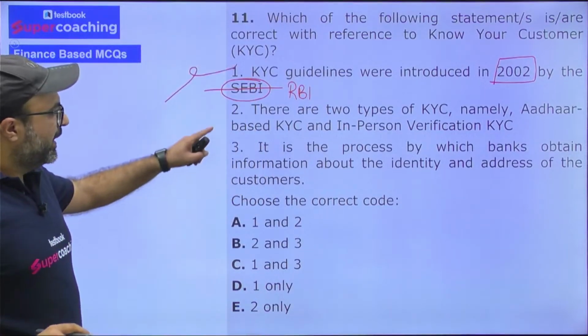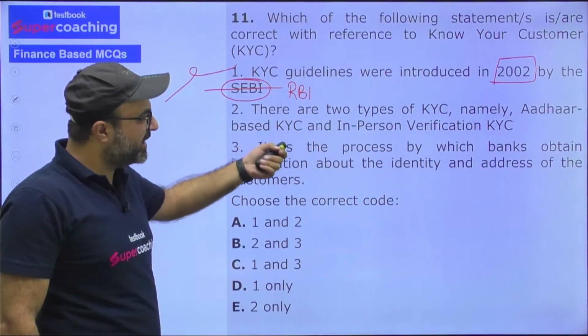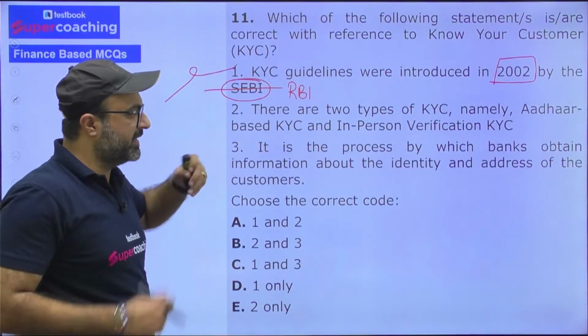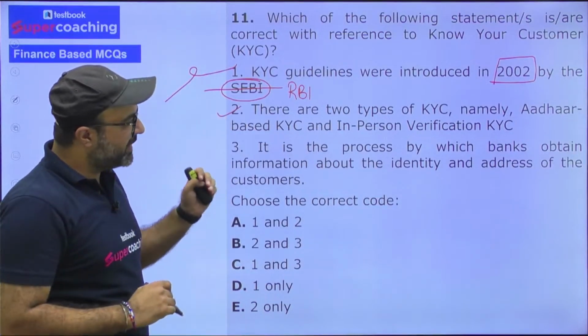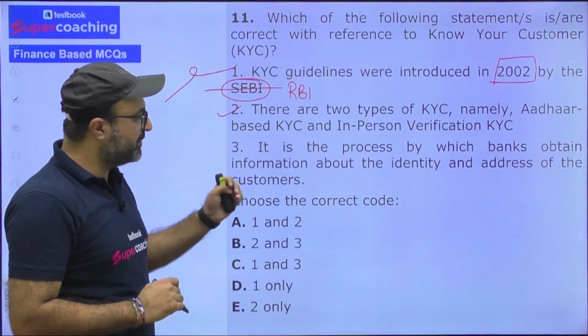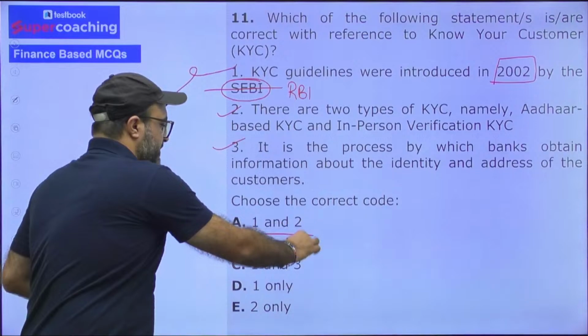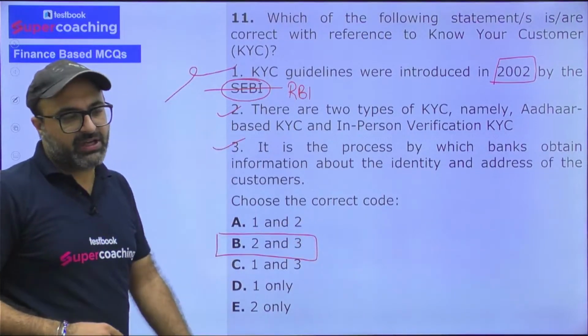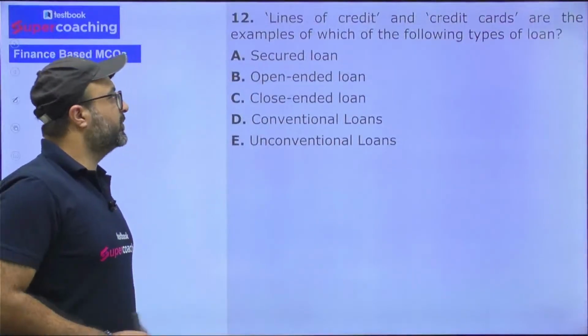Second, there are two types of KYCs, namely you can go with Aadhaar based KYC and in-person verification KYC. That is true. Third is, it is the process by which banks obtain information about the identity and address of the customers. That is also true. So B option is correct, but the first statement is incorrect because it was introduced by RBI, not by SEBI. Moving to the next question.